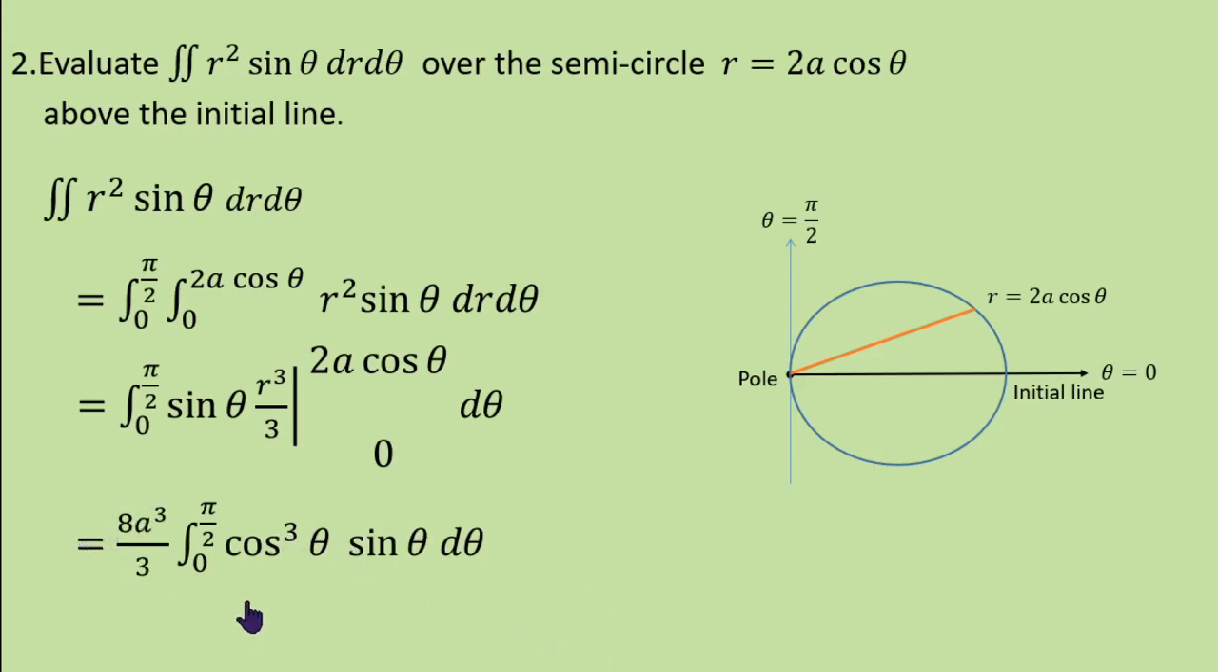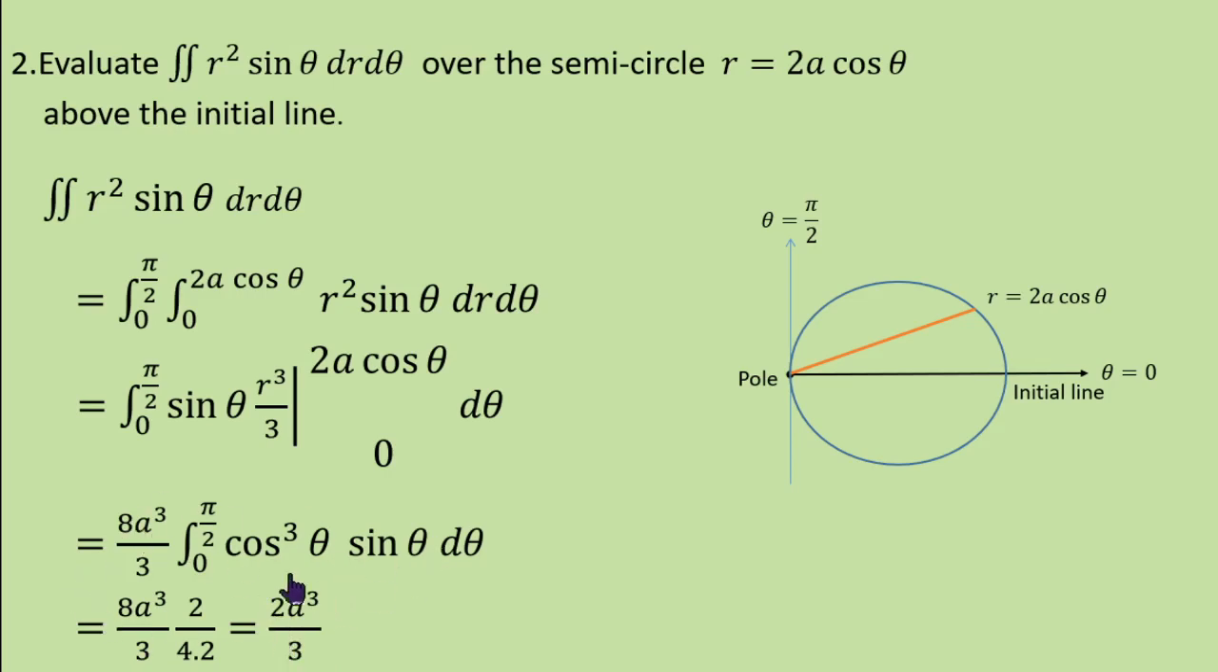8a cube by 3, and the denominator is 3 plus 1 is 4 and reduce 2, that is 2. 3 minus 1 is 2, that is the numerator. And 1 minus 1 becomes 0, therefore don't write that. 2 by 4, 4 into 2 is 8, cancel 8, 2a cube by 3. The answer is 2a cube by 3.